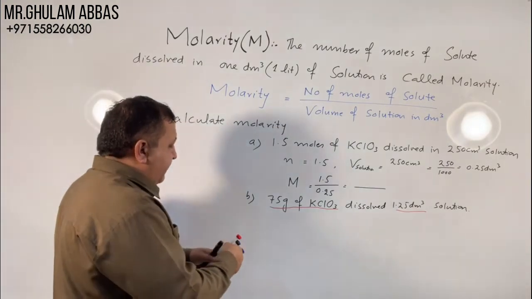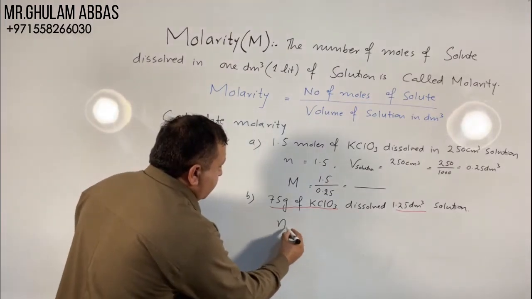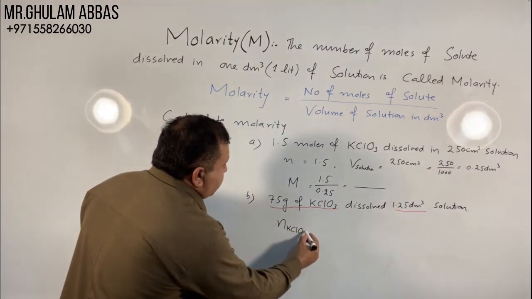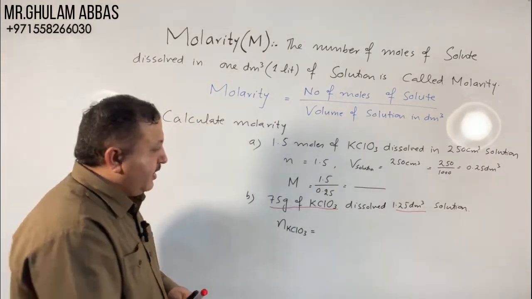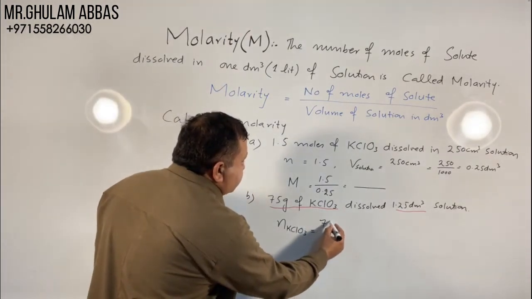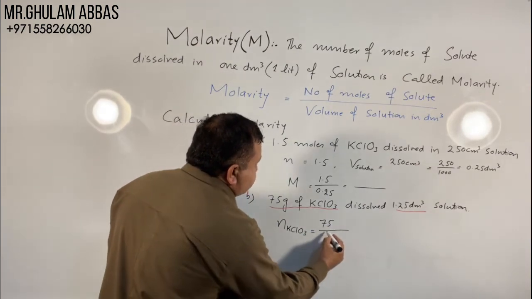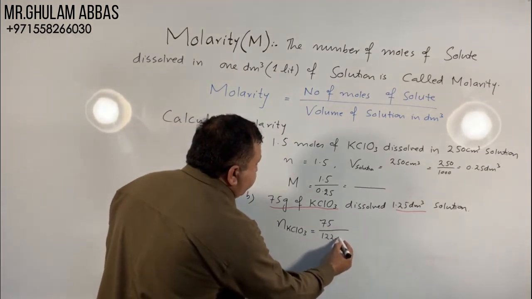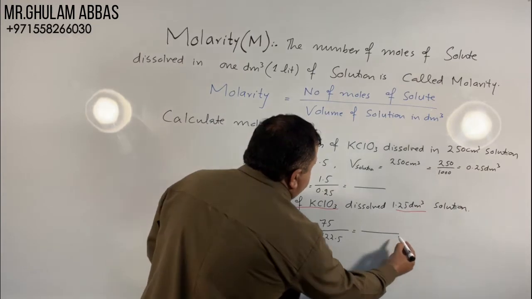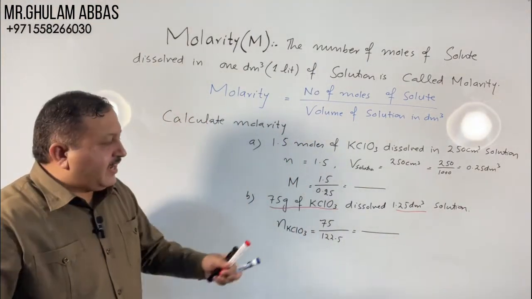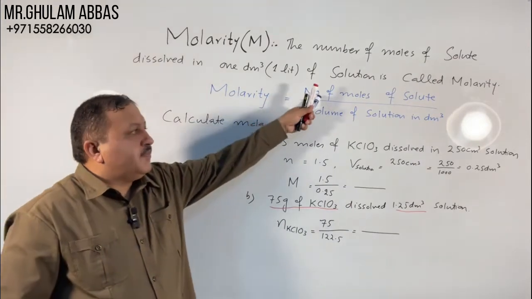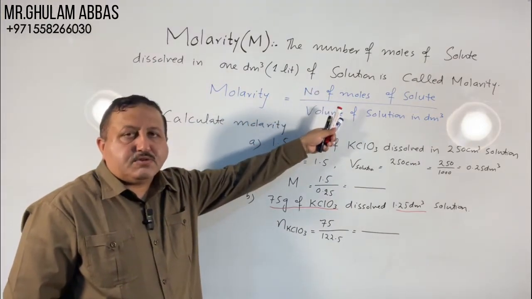So first of all, we will convert this mass into moles. Number of moles of KClO3, we know that the basic formula is mass over molar mass. 75 is the mass, molar mass of KClO3 is 122.5. So first of all, we will calculate the number of moles. Then we will put this value, moles divided by volume of solution in dm cube.